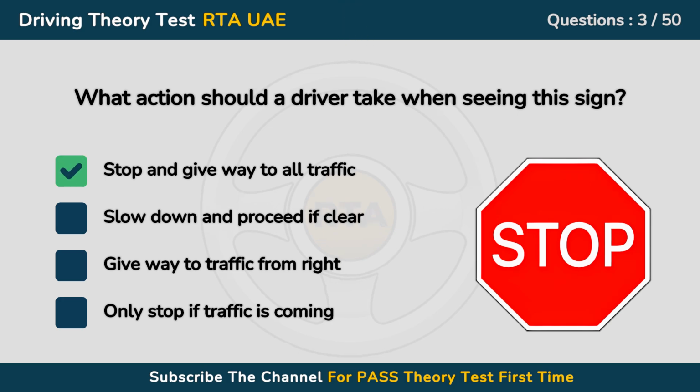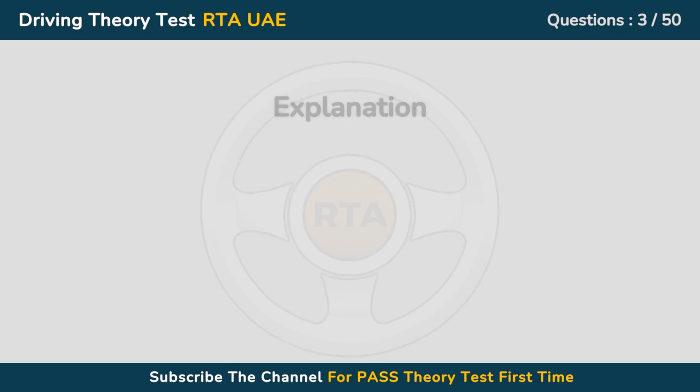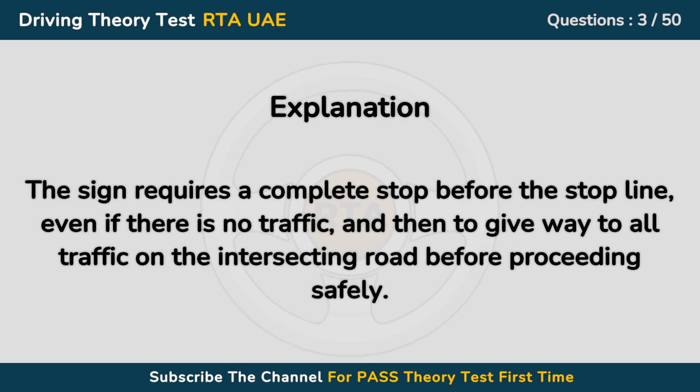Answer is A. Stop and give way to all traffic. The sign requires a complete stop before the stop line, even if there is no traffic, and then to give way to all traffic on the intersecting road before proceeding safely.